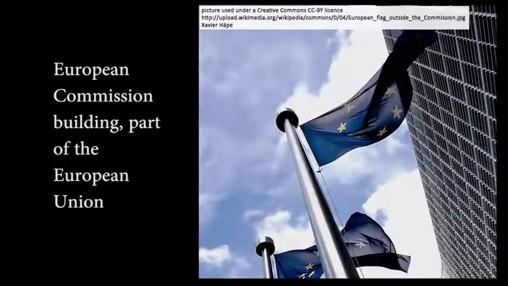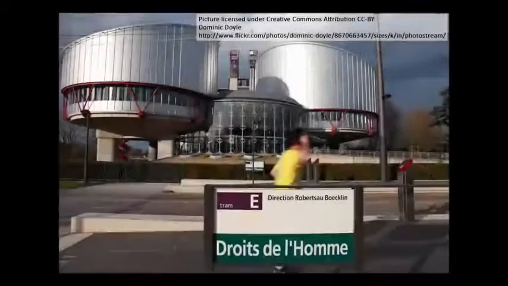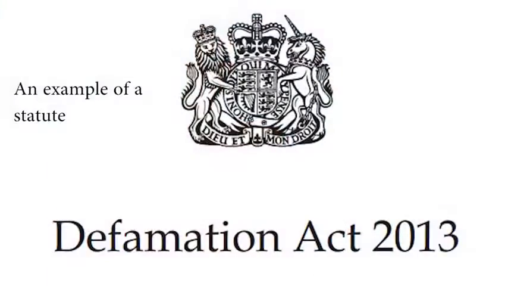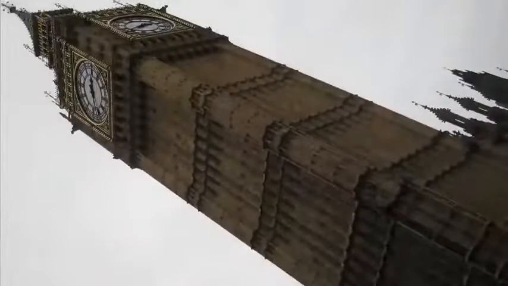We could also say that a source of English law is the law of the European Union, and another source is the law of human rights, which derives from the European Convention on Human Rights. This leaves us with statute. Let me say a little bit more about statute. Statutes are made by Parliament. They are acts of Parliament.